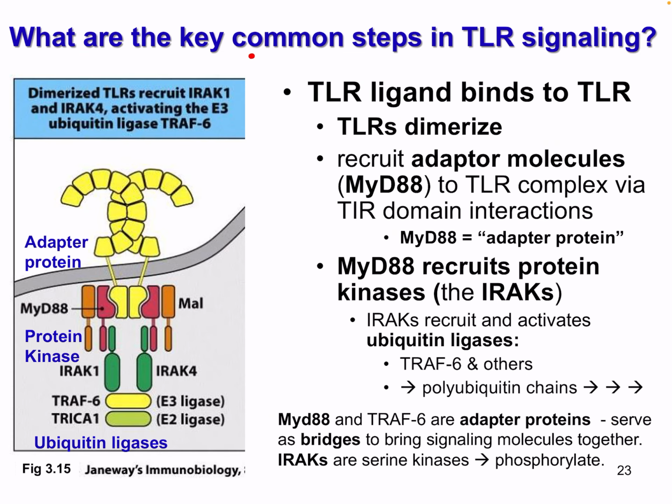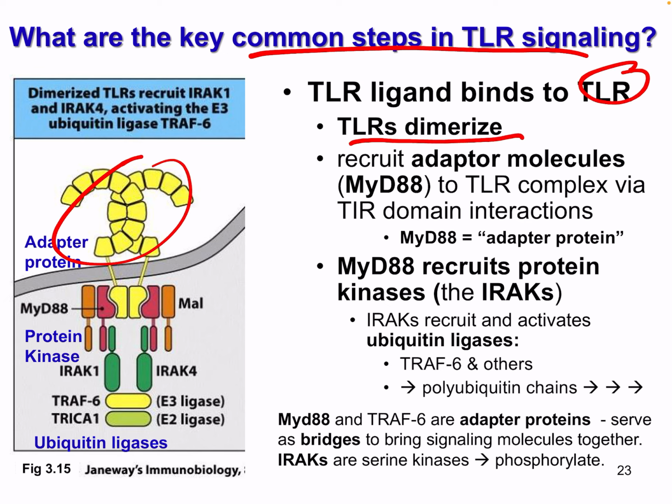So again, common key steps. TLR ligands bind to TLR. TLRs dimerize, as we see here. They recruit adapter molecules, including MyD88, to the TLR complex via TIR domain interactions. Again, MyD88 is an adapter protein.